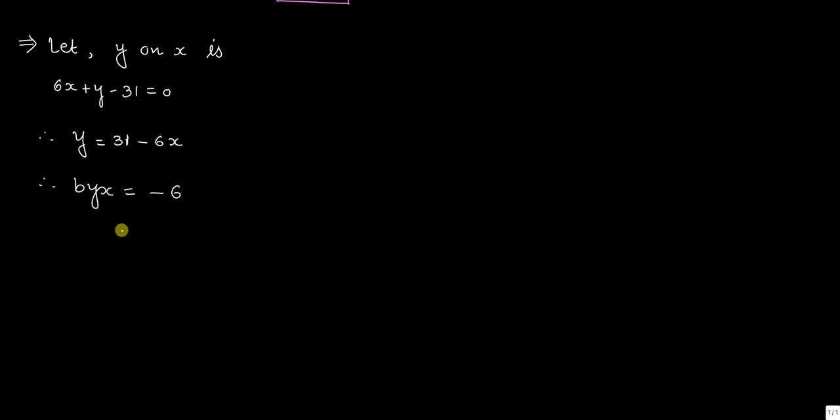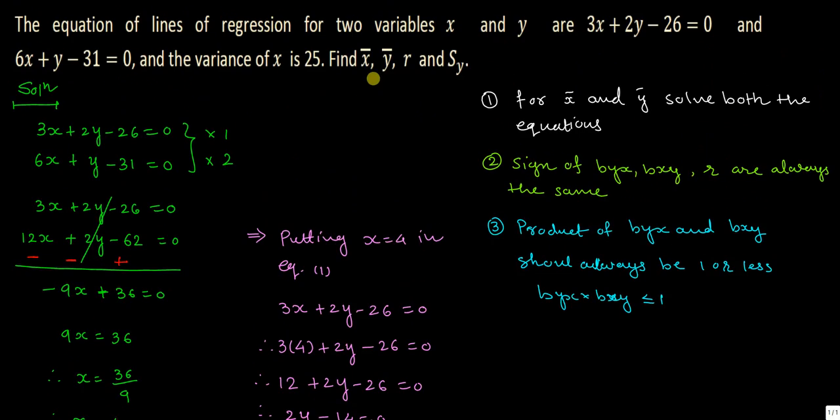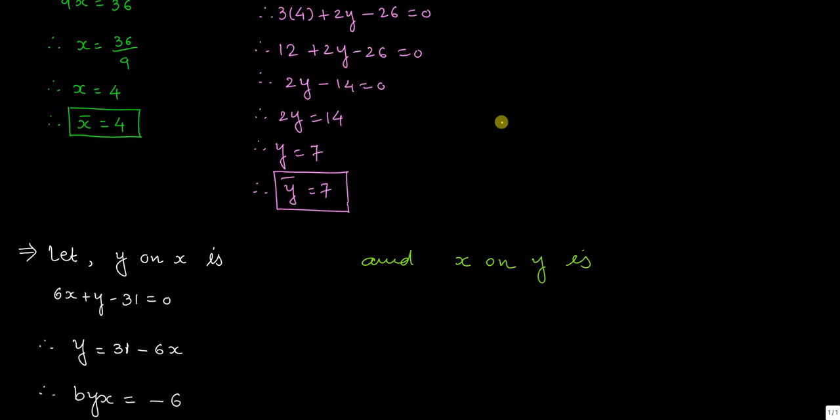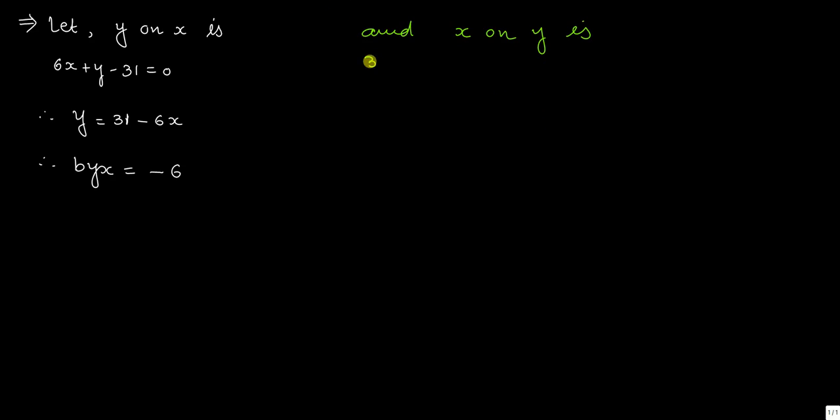And x on y is the second line, the regression line 3x + 2y - 26 = 0. Now, what is the format of x on y? It is x = c + by. Transfer into this form, making x the subject: 3x = 26 - 2y. Therefore x = (26 - 2y) divided by 3.